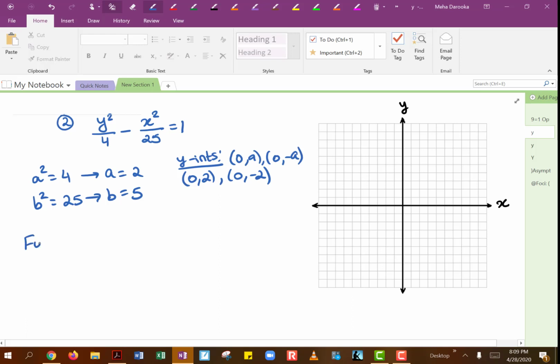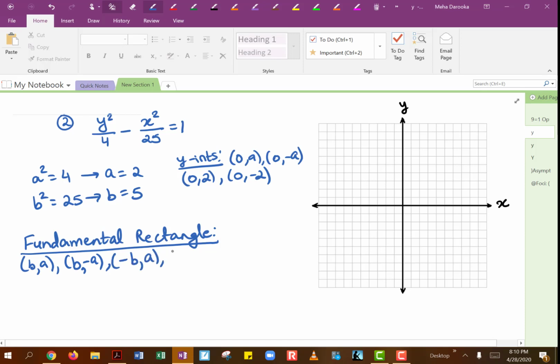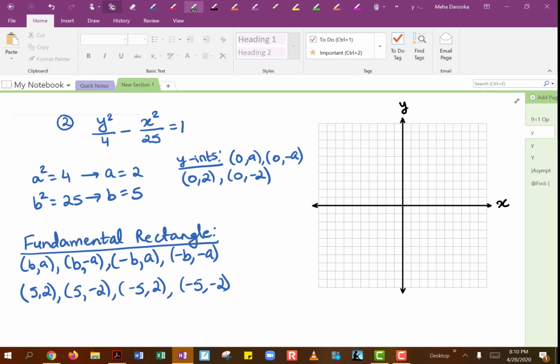We can now get the 4 vertices of our fundamental rectangle. And remember, these ordered pairs are going to be (b, a), (b, negative a), (negative b, a), and then (negative b, negative a). So let's see, this will be (5, 2), (5, negative 2), (negative 5, 2), and (negative 5, negative 2). Okay, so let's go ahead and plot these on our graph.